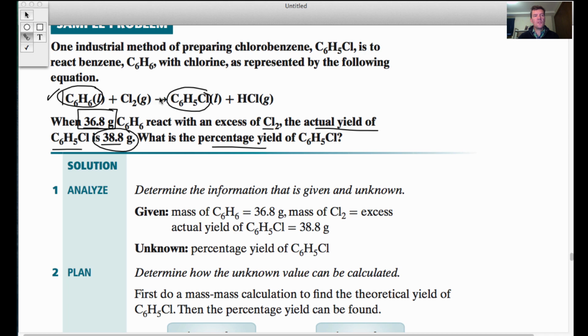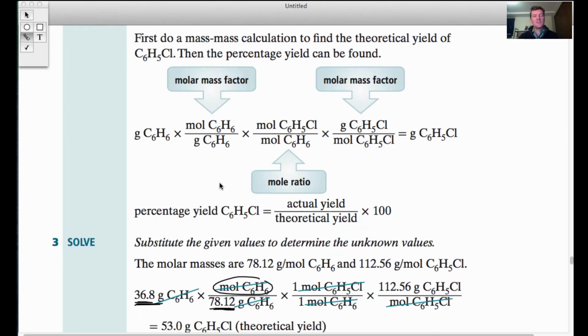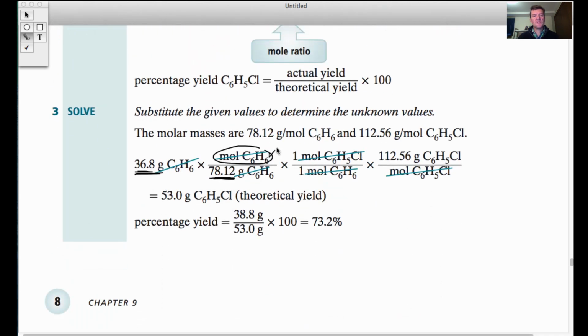It's a 1-to-1 ratio. So whatever the number of moles of C6H6 is, it's going to be exactly the same for C6H5Cl. Then we multiply by the molar mass of C6H5Cl to find out how many grams of that we have. So this is what we thought we were going to get, 53.0 grams. That's calculated. That's our theoretical.